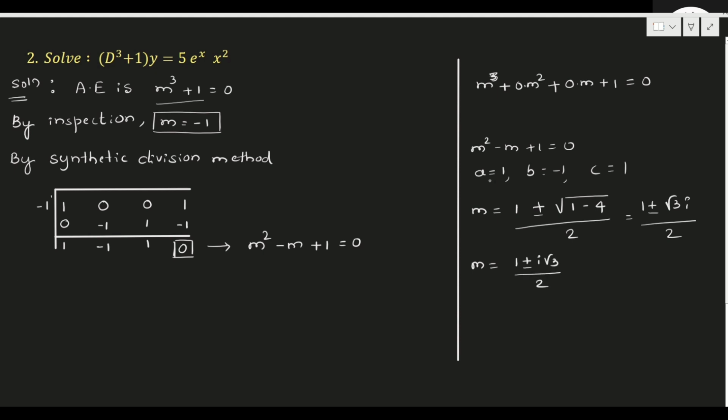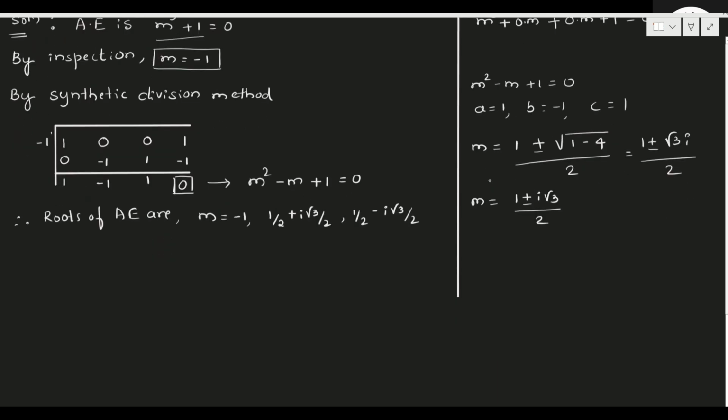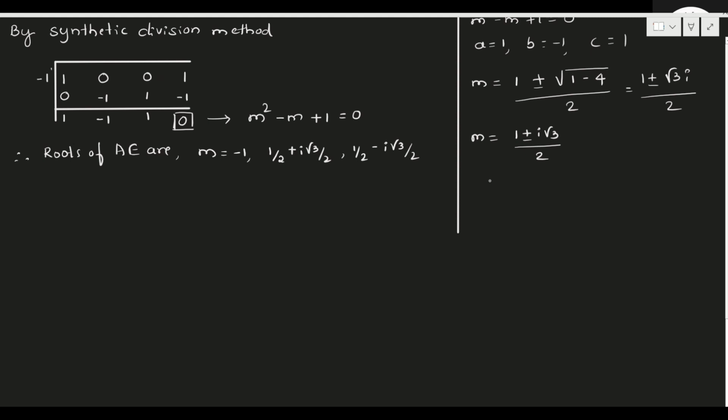These are the roots. Therefore, the roots of the auxiliary equation are: first root is minus 1. Second root is 1/2 plus i root 3/2. Third root is 1/2 minus i root 3/2. You can write it like this. Once you get the roots, you can write the complementary solution.